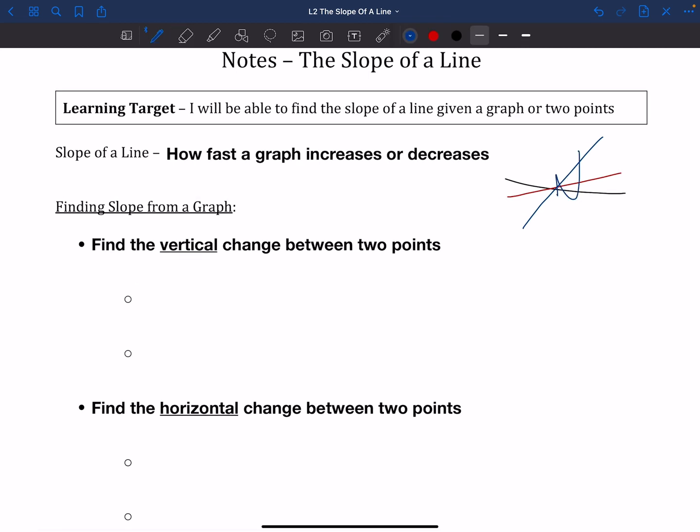The same thing goes if we're talking about things decreasing. I can have a red line that looks like this and a blue line that's just like zoop, just like that. The blue one is decreasing much faster than the red line is. So that's what the slope is telling us. It's how fast a graph increases or decreases.